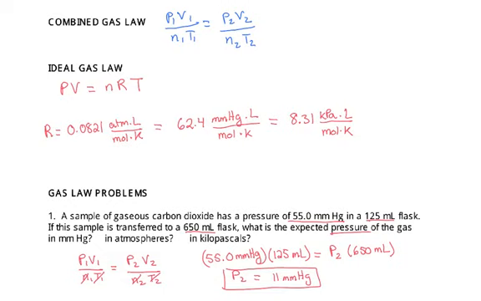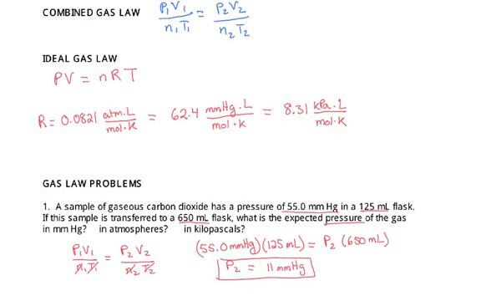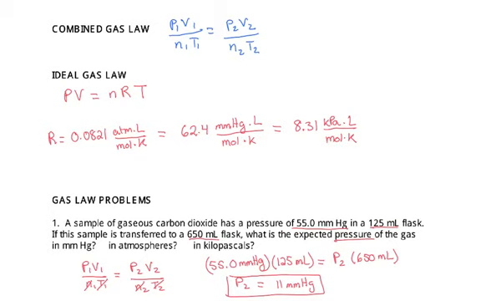We stopped right here, the difference between combined and ideal gas law. So we said that the ideal gas law is PV equals nRT. You use that when you have one set of conditions, so one pressure, one volume, one amount, and one temperature. Basically, if you have three of these four variables and you're solving for the fourth. You use the combined gas law, which is P1V1 over N1T1 equals P2V2 over N2T2. That's when you have changing conditions. So if your pressure changes, or if your volume changes, or amount changes, or temperature changes.